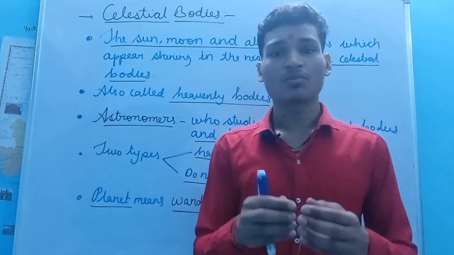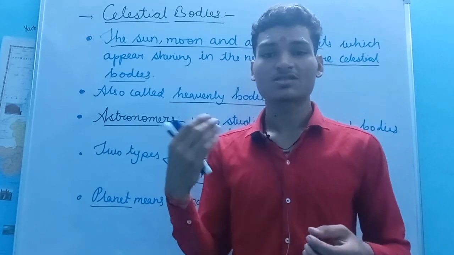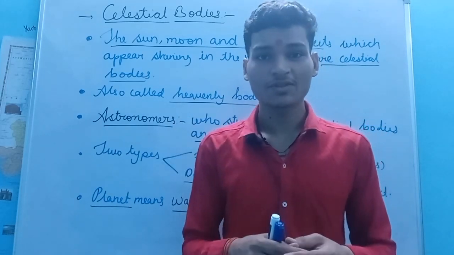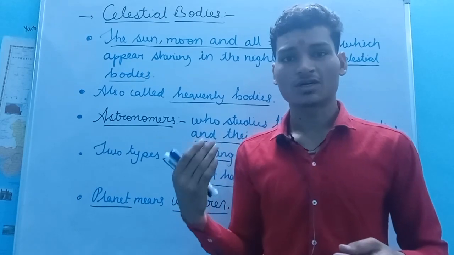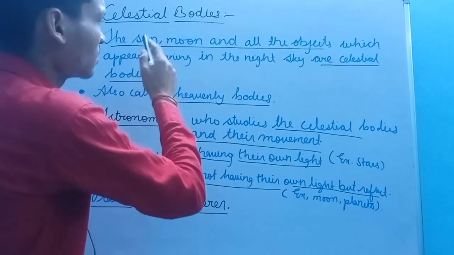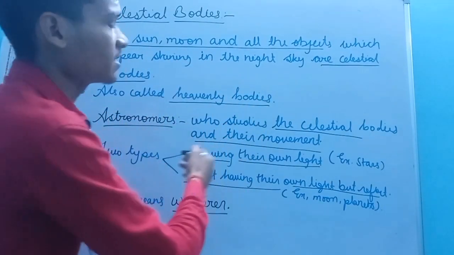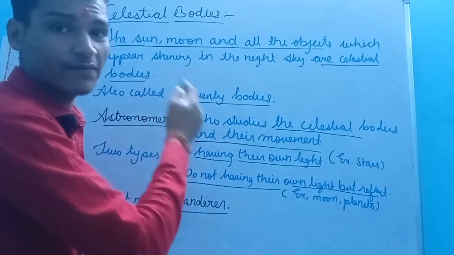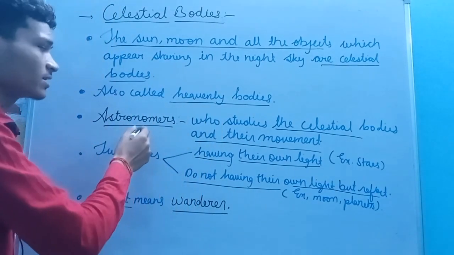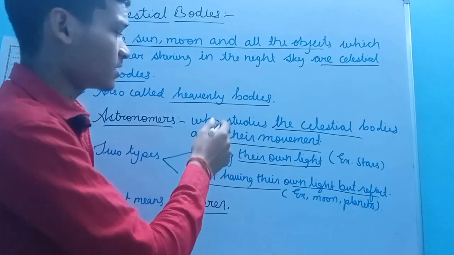So these are the important points that we must learn about the celestial bodies. I have already written them on the whiteboard, just note it down. First of all, celestial bodies are all these objects such as the sun and the moon, which appear shining in the night sky, and these are also known as heavenly bodies. And who are astronomers? Those who study the celestial bodies and their movements.